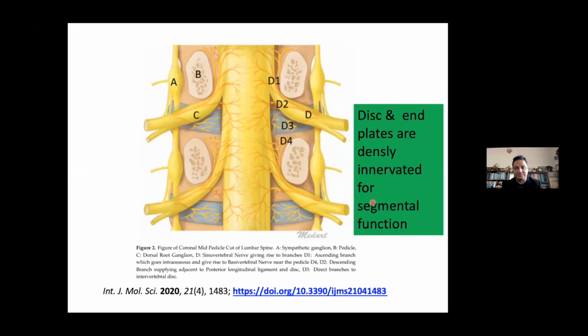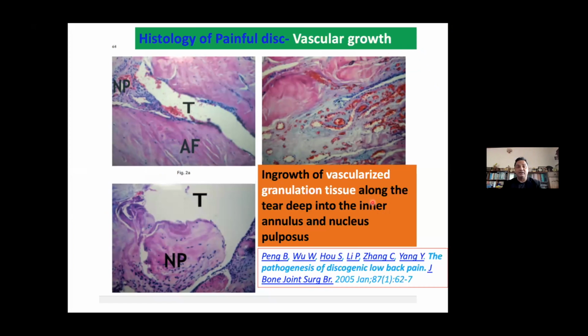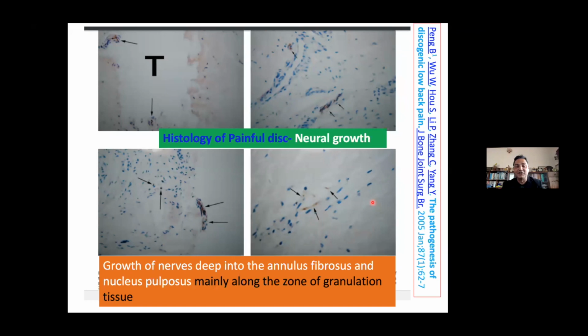And when symptomatic discs from degeneration have been studied, it has been found that there is a growth of vascular tissue inside the nucleus pulposus. Actually, the nucleus pulposus in its native, asymptomatic form is avascular and aneural. But when it gets symptomatic, there is a growth of vascular cavernous tissue inside the nucleus pulposus. Not only vessels, it was found that there is also growth of neural tissue inside the nucleus pulposus, which are the pain generators in the spine.